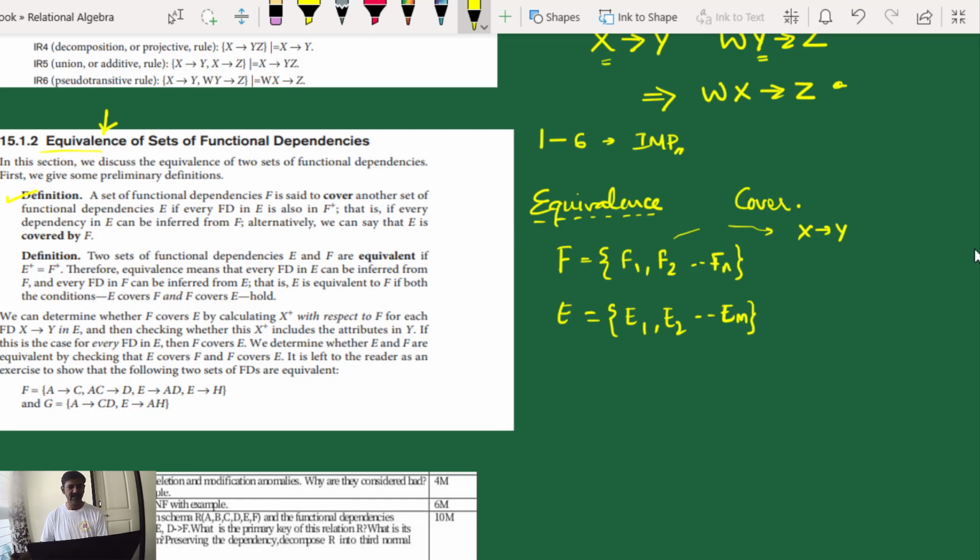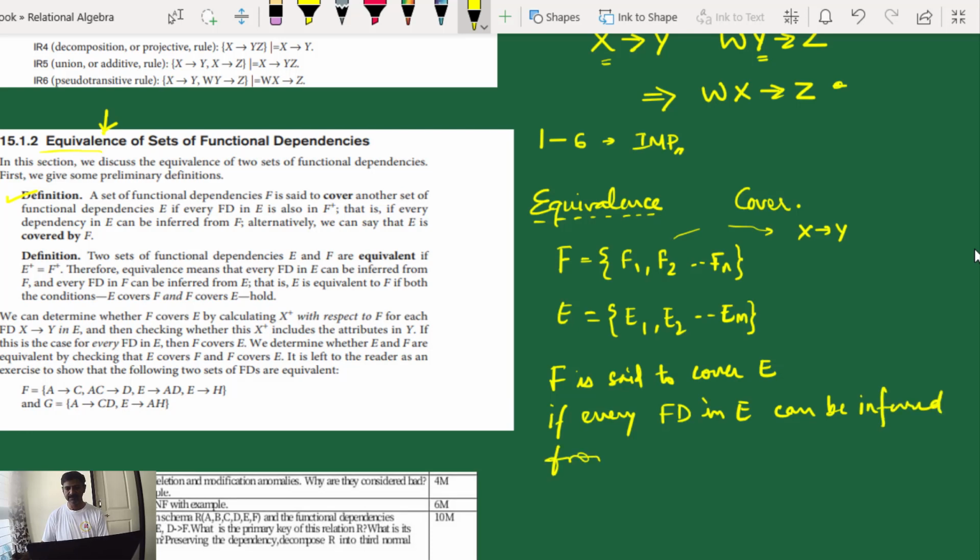Now here the definition is: F is said to cover E if every functional dependency in E can be inferred from F plus. Now what is this F plus? Given a set of functional dependencies F, you can deduce some more functional dependencies by applying the above rules. So the inference rules can be applied to generate F plus.